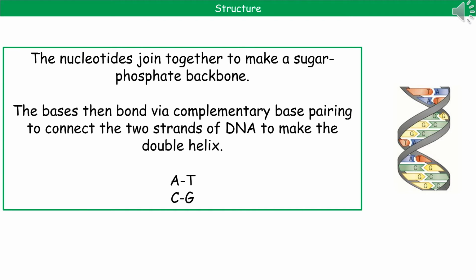When the monomers of those nucleotides make the polymer, what happens is the nucleotides join together to make a sugar phosphate backbone, and then the bases, so the adenine, the thymine, the cytosine and the guanine, bond via complementary base pairing, A's with T's and C's with G's, to connect the two strands of DNA.